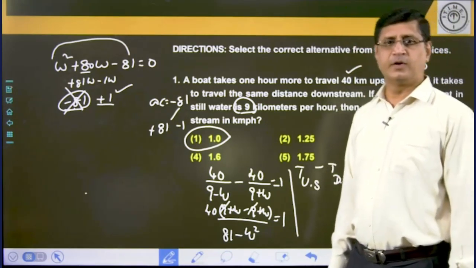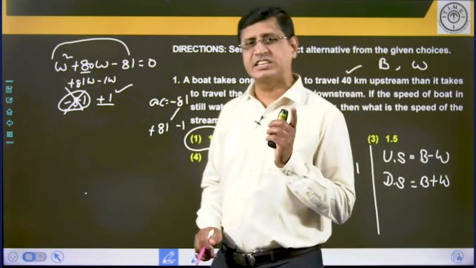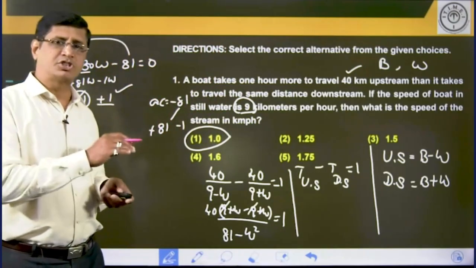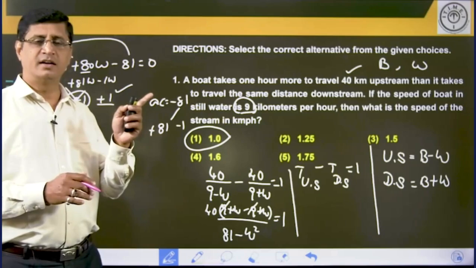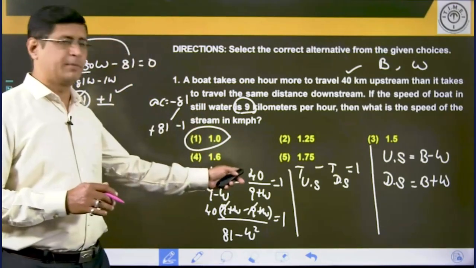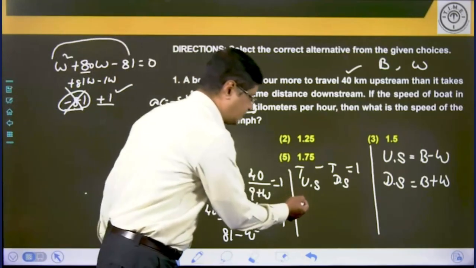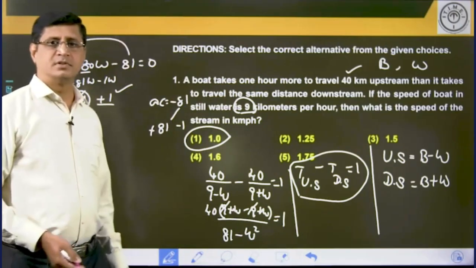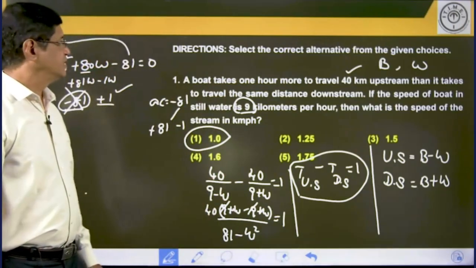Okay. Now what is the discussion here? The distance covered in the upstream and the downstream both are same. In upstream he took 1 hour more than the time taken in the downstream. So this is the condition. Just substitute the values and simplify. It will give the value of the speed of the stream.